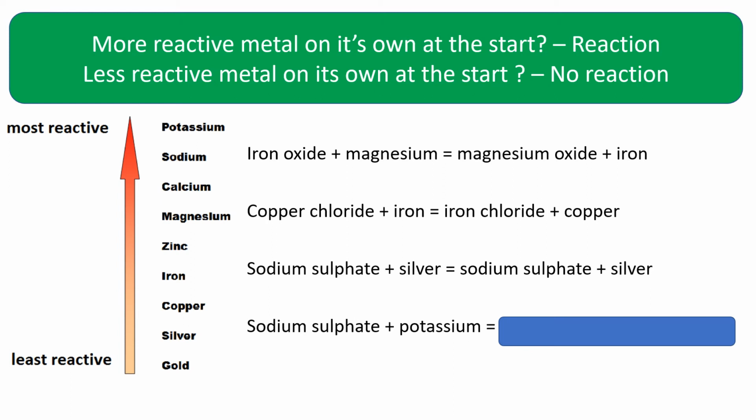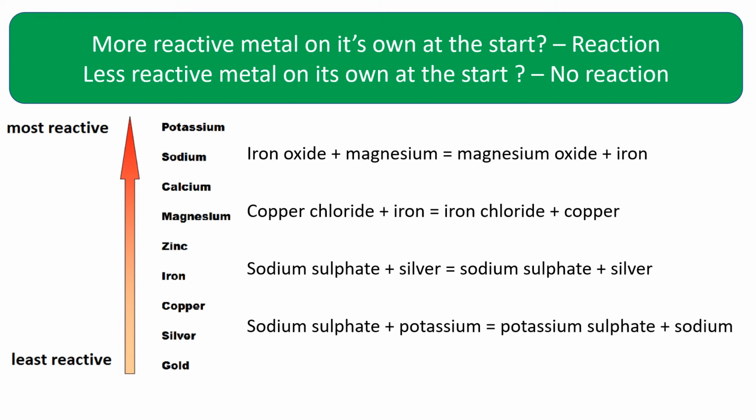So the final one, I've got sodium sulfate again, but this time I'm reacting it with potassium. Potassium is actually more reactive than sodium, so the more reactive metal is on its own at the start, so I'm going to get a reaction: potassium sulfate plus sodium. Now I have noticed here I've used an equal sign instead of the arrow. That is not good. Slap my hand, Mrs. Newsom. Sorry, so the equal sign should be arrows.